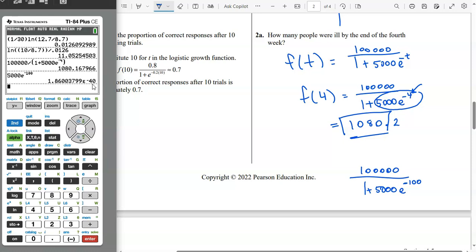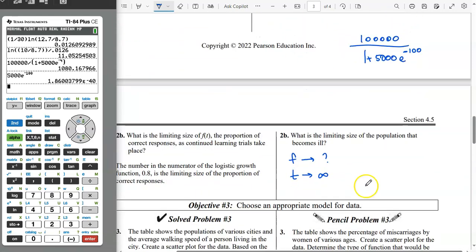It's very close to 0. It goes 0.0, 40 zeros in a row, well, I guess 39 of them, and then a 1. And so this term is basically gone. It's just 1 on the bottom. And you'd have 100,000 divided by 1, which is 100,000. So the limiting size is 100,000. That's the most number of people that we would expect to ever become ill in this population.